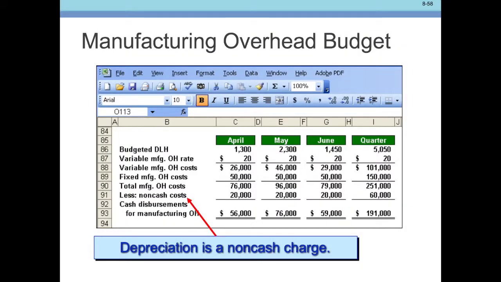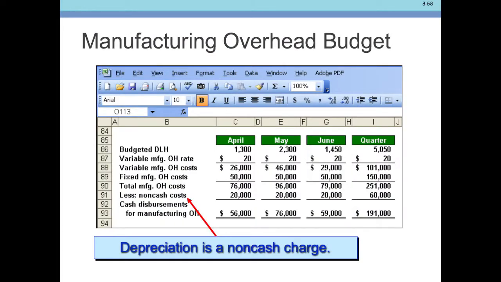Beyond that, you can see that depreciation is also put in there as a non-cash cost, 20,000 each of the quarters for depreciation on the assets. And so we have a cash disbursement of less than the 76, 96, and 79, but we actually have a cash disbursement of 56,000, 76,000, and 59,000 for a total cash disbursement of 191,000, which is going to hit our cash flow statement, which is why we did this calculation. So our manufacturing overhead budget is complete, and we can move forward to the next one.